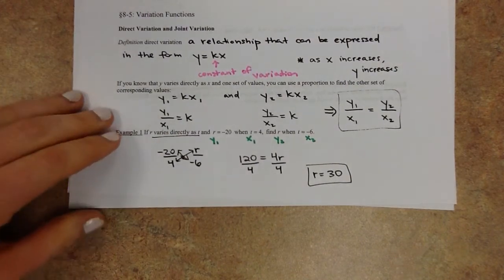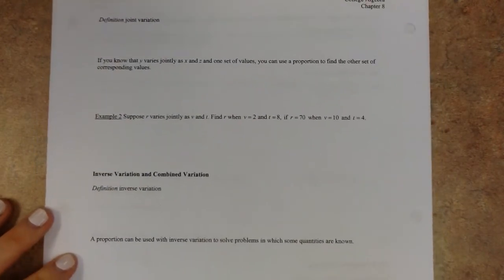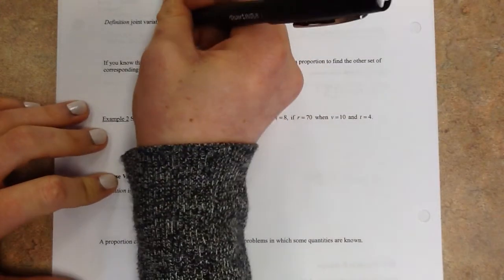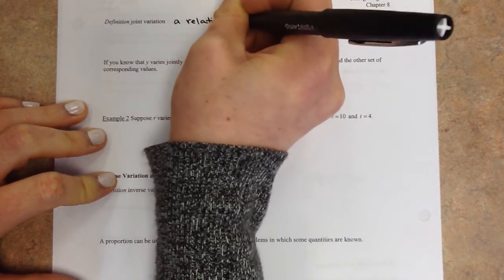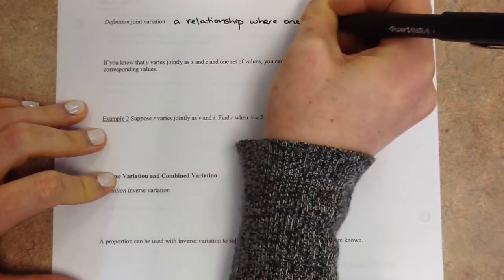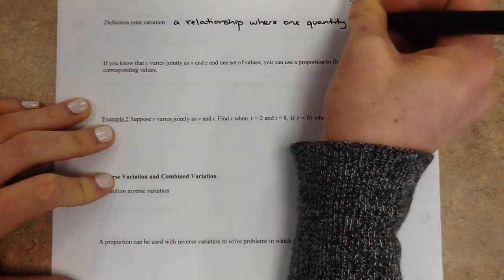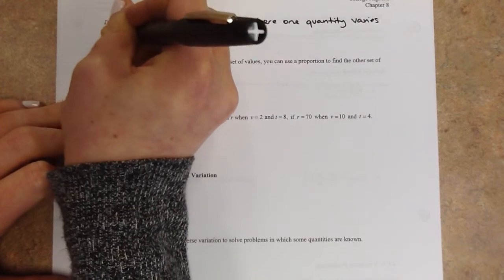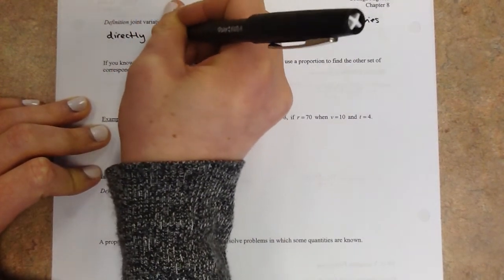Another very similar idea, still kind of in this category, is something called joint variation. Joint variation is really similar, except there are 2 variables that it's working with. Okay, so a relationship where one quantity varies directly as the product of two or more quantities.